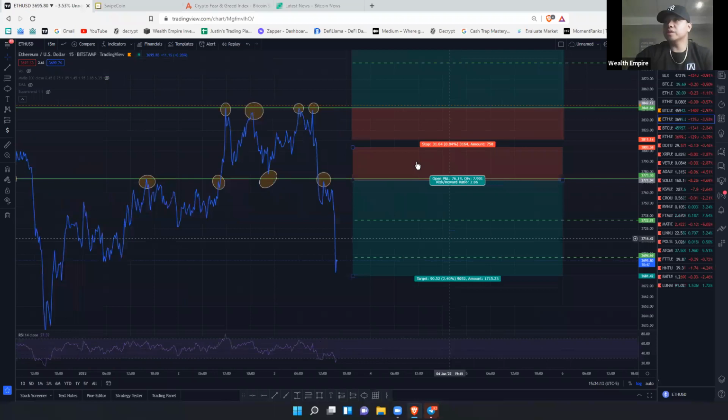So you can see right here, 30 points is going to be the stop loss, and then 90 points is going to be the target. Right here it gives you a risk to reward ratio of roughly 2.86.